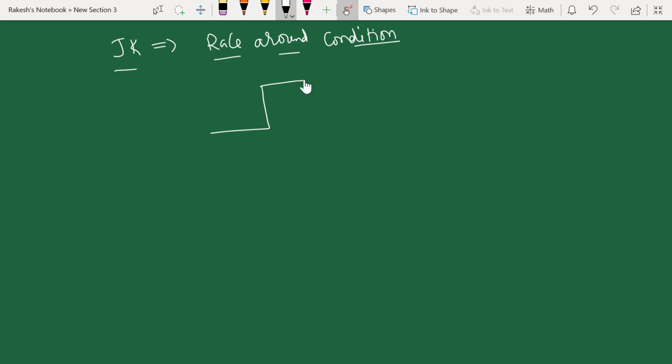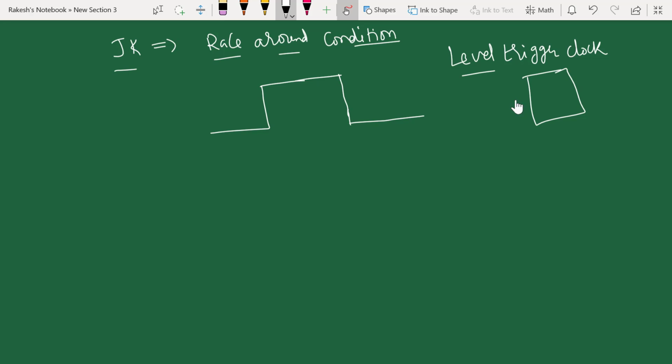Suppose this is your clock signal, let us assume. Please listen, this condition will occur only when you use a level triggered clock. Whenever your JK flip-flop is given a level triggered clock instead of an edge triggered clock, you are going to encounter the race around condition. Let's take this is my clock, and during this entire level my circuit will be active.